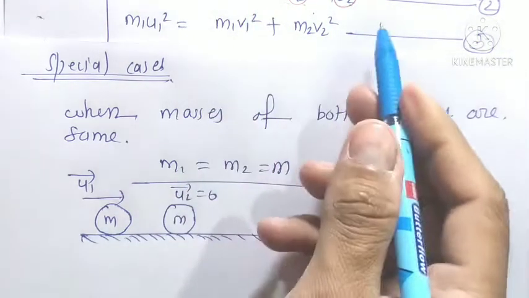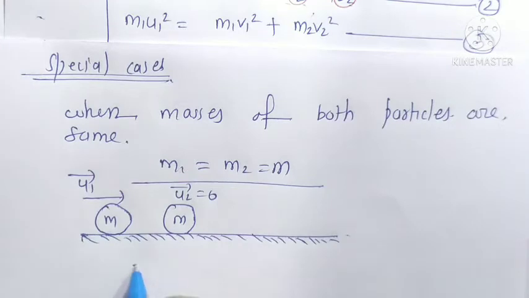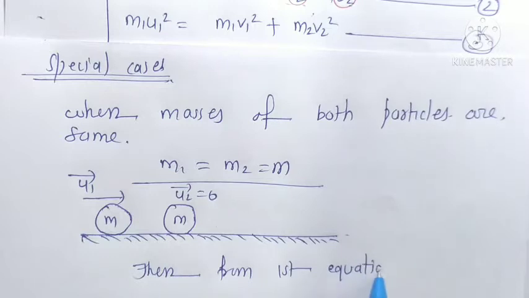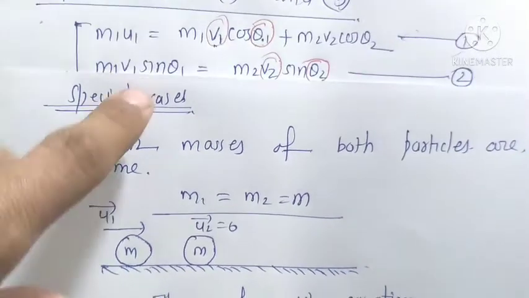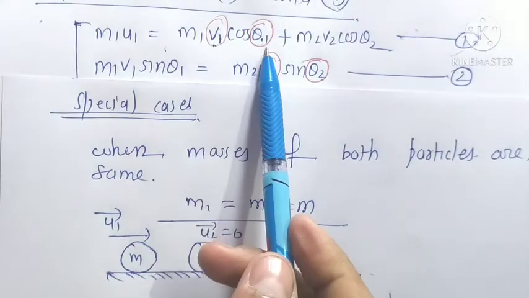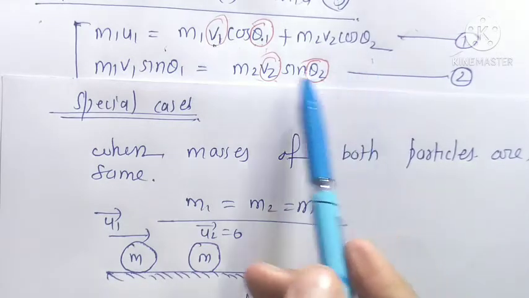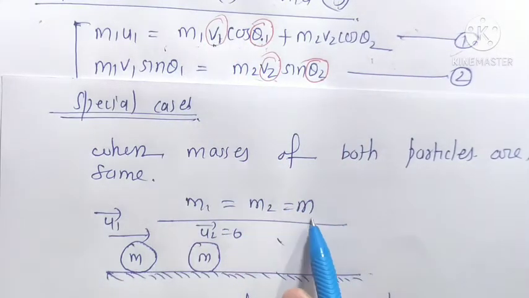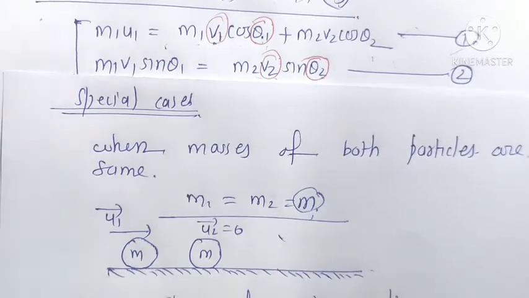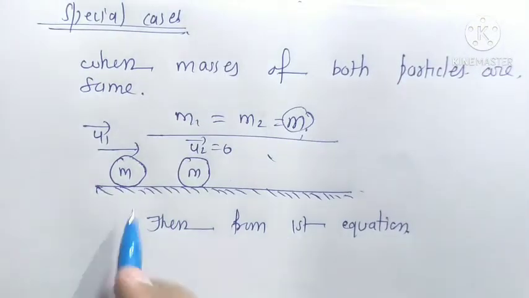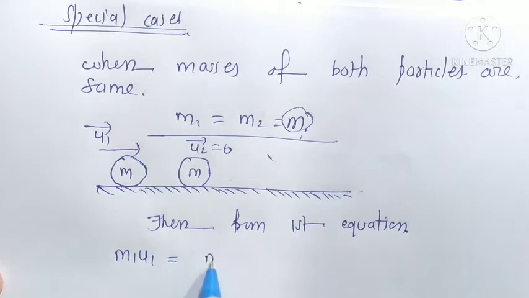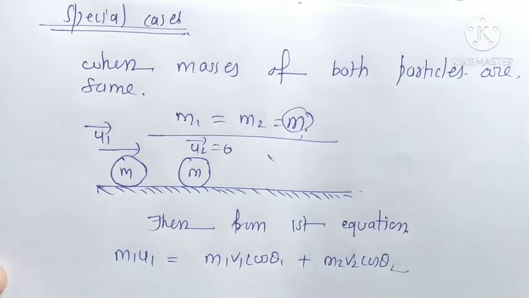So we have three equations. We use the first equation, m1 u1 = m1 v1 cos theta 1 + m2 v2 cos theta 2. We use this equation and put the value of m1 = m2, both having the same mass, so we put the same value m. Firstly we write this equation here.